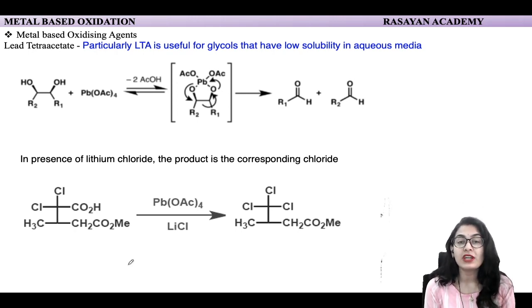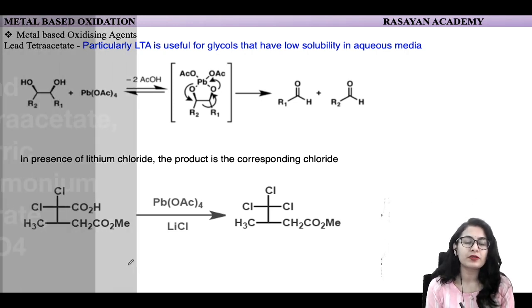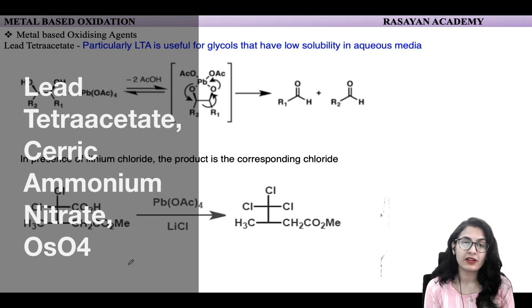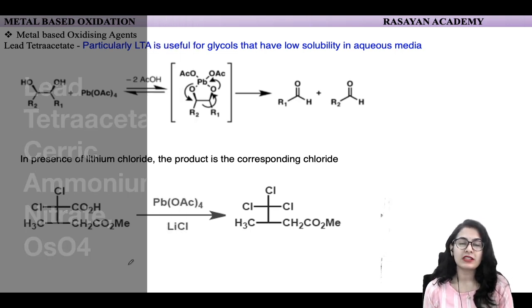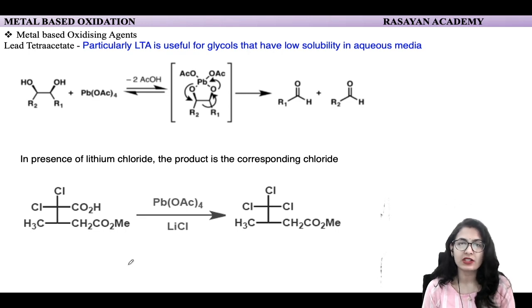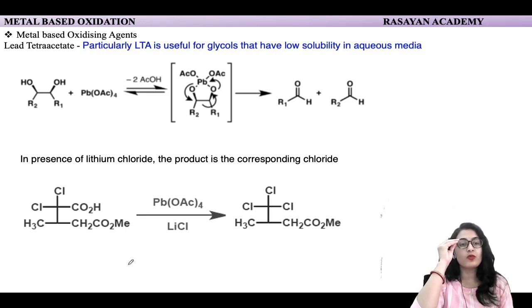So here we are with another video on the metal oxidizing agents, and today we are going to discuss lead tetraacetate and cerric ammonium nitrate, and then we also see some examples of dihydroxylation reaction. Okay, so first we move onwards to this lead tetraacetate, guys.